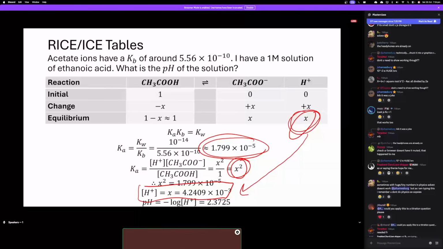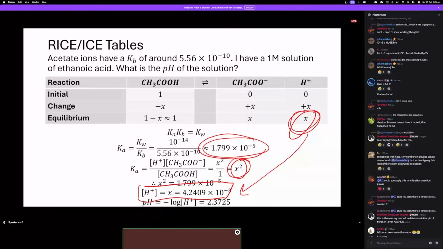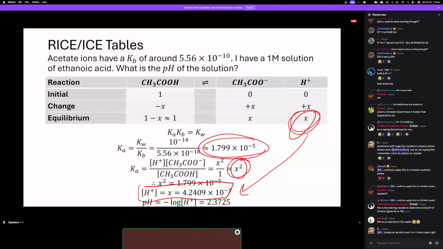Does this apply to the titration question? Yes and no. There is a question with this in titration, but I've left it as an exercise for you guys. I'll show you the question, and then I will send the solution in the chemistry help channel later.